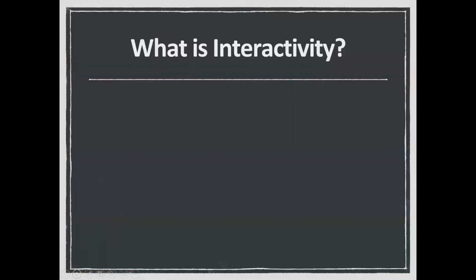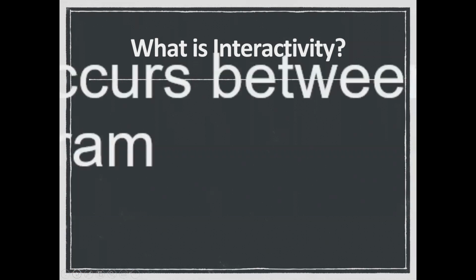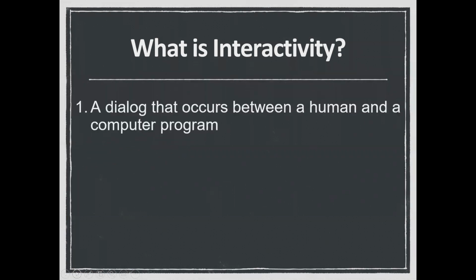And we begin by just asking, what are we talking about? When we say interactive media, what exactly are we dealing with here? Well, the first standard of interactivity is that it's a dialogue that occurs between a human and a computer program. So that's number one to realize: when we're talking about interactive media, we're talking about you, a human being, interacting with a computer program.